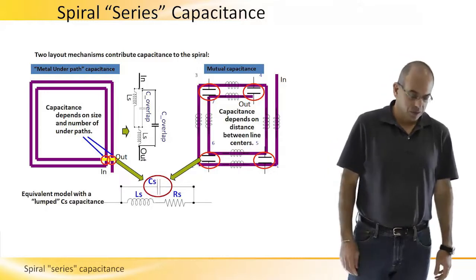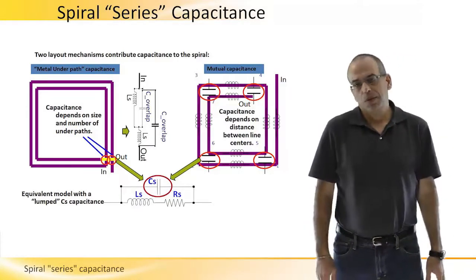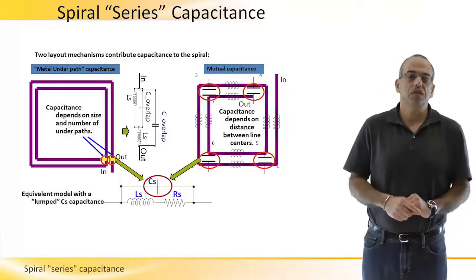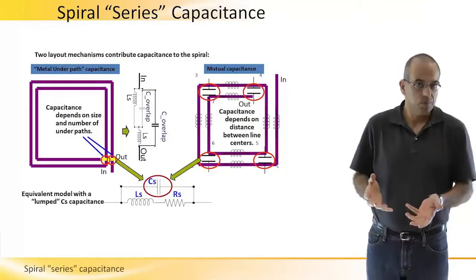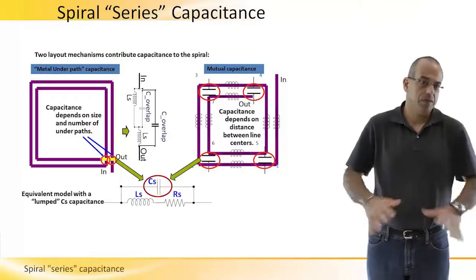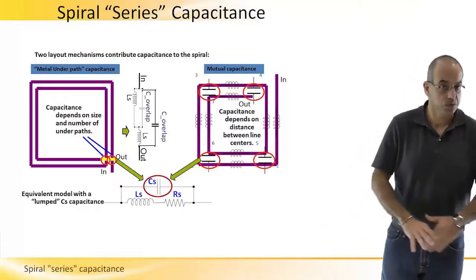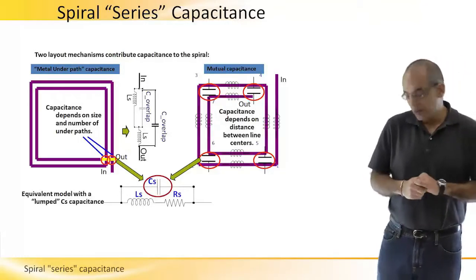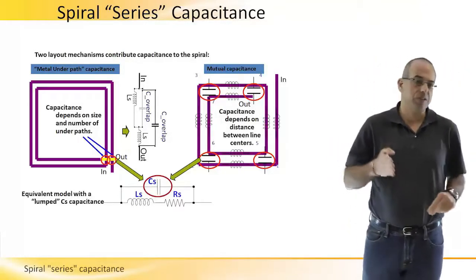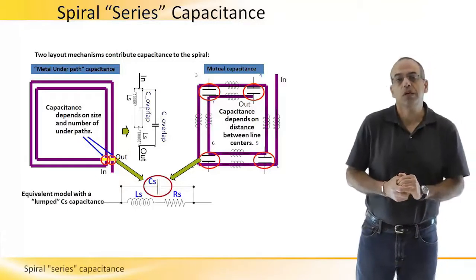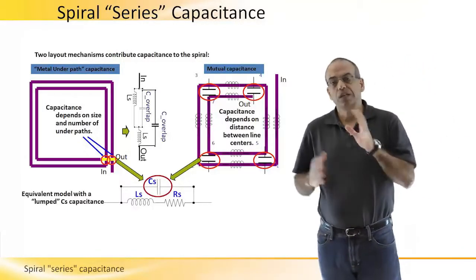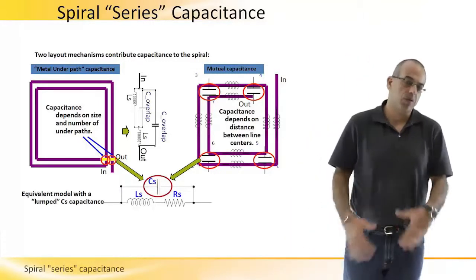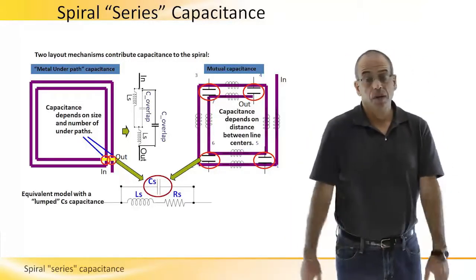Capacitance in spiral inductor. So let's discuss for now capacitances that are in spirals that are not close to a substrate or to the ground, and let's just define them as series capacitances, even though it does not mean that they are in series to the inductance or to the resistance. So basically there are two major mechanisms that we can see when we look at the layout of a spiral.